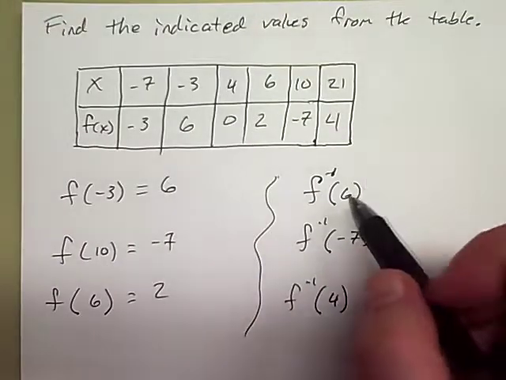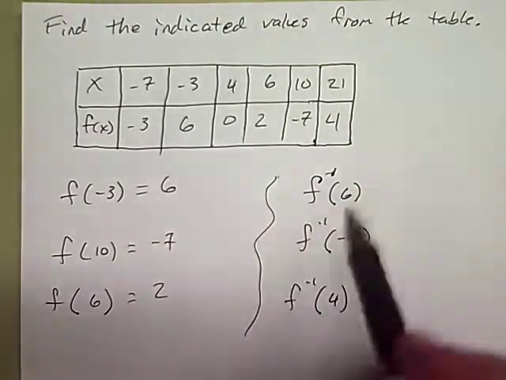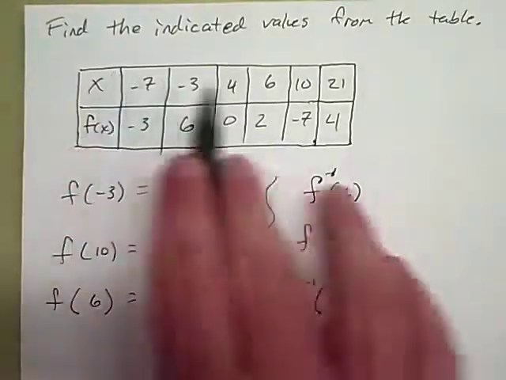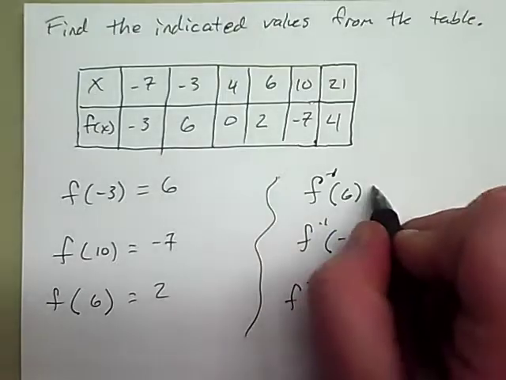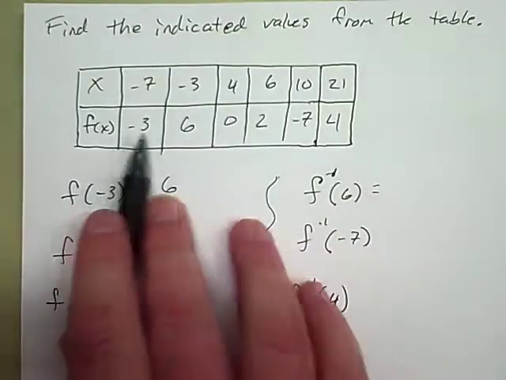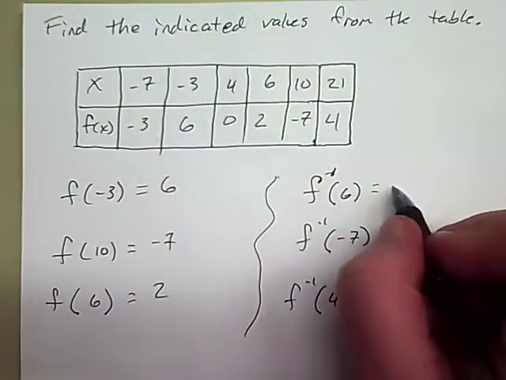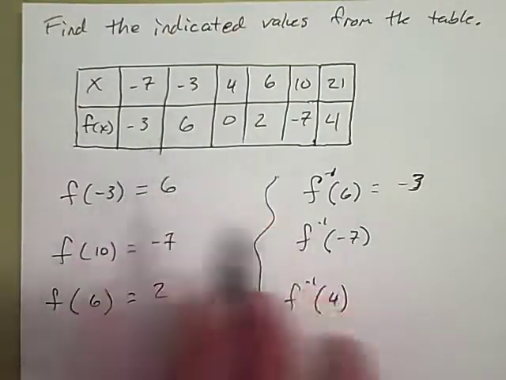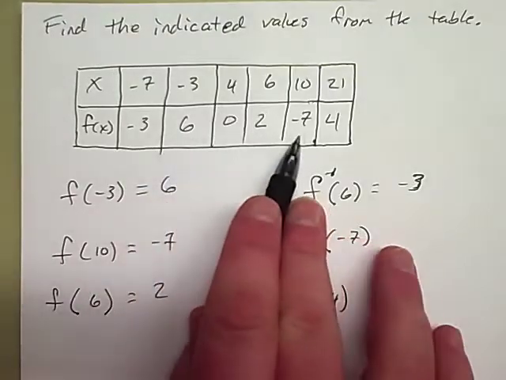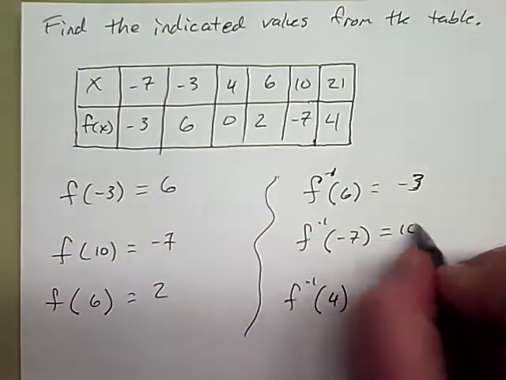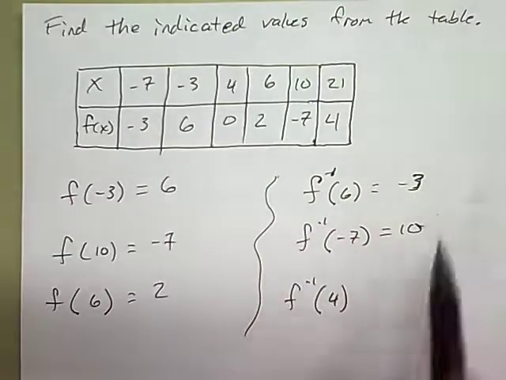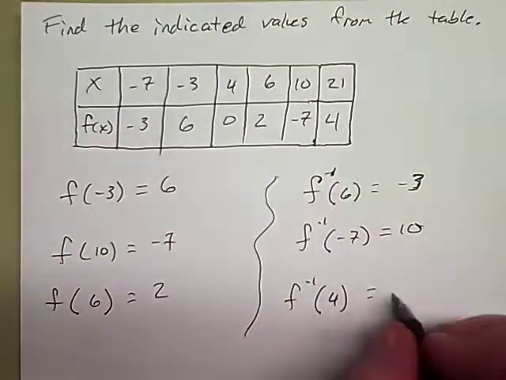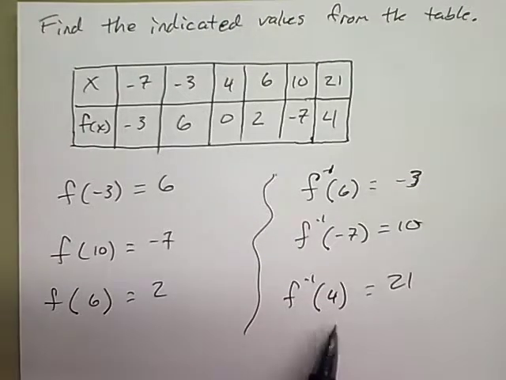Now we got to switch our thinking. Where my outputs are now my inputs. So these are my inputs and these are my outputs. So when I plug in a 6 to the inverse function, here's 6 on the inverse, a -3 pops out. When I plug a -7 in, -7's here, a 10 pops out. So we get a 10. These are my inputs, these are my outputs. I plug a 4 in, a 21 comes out of the inverse.